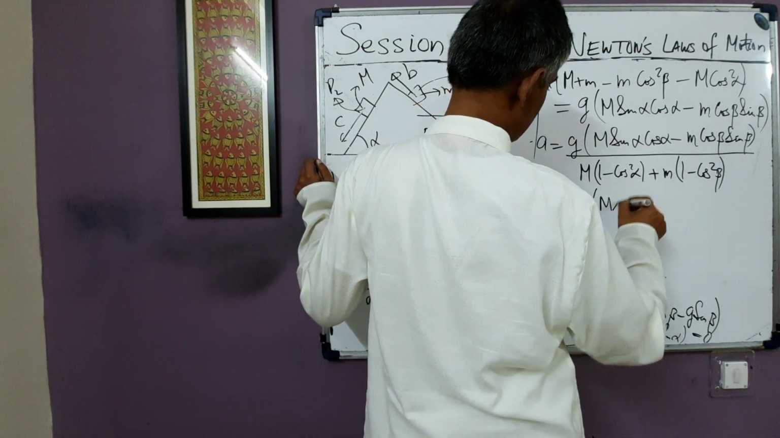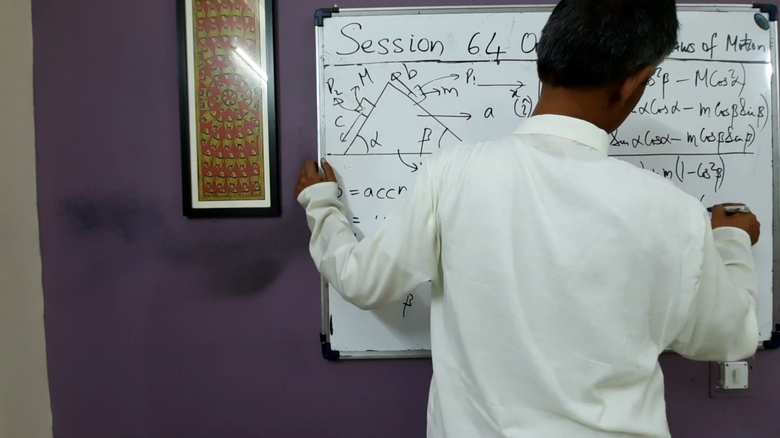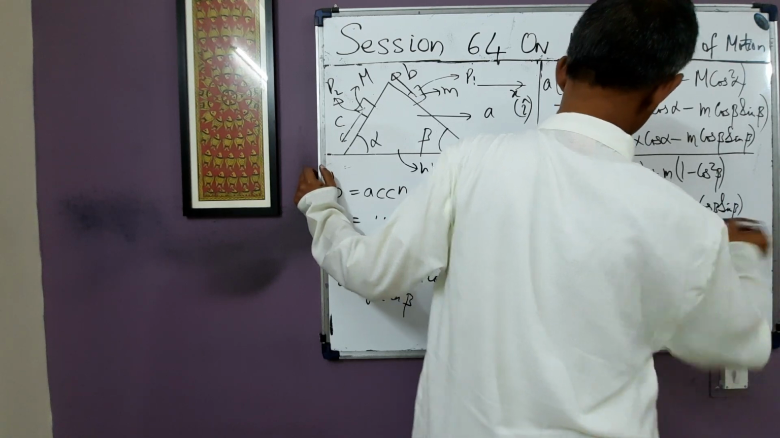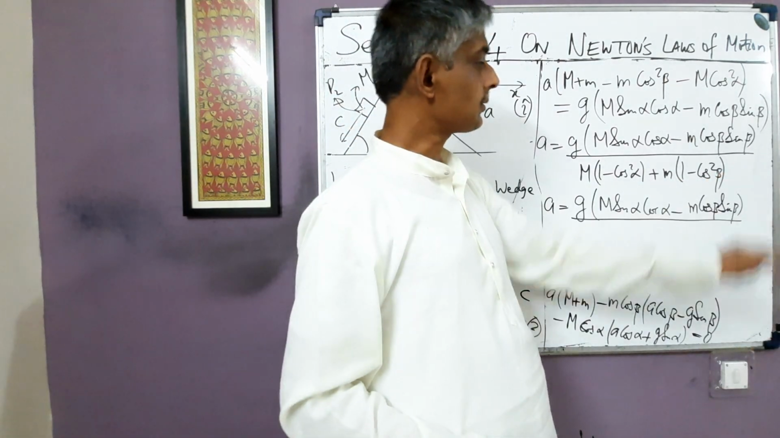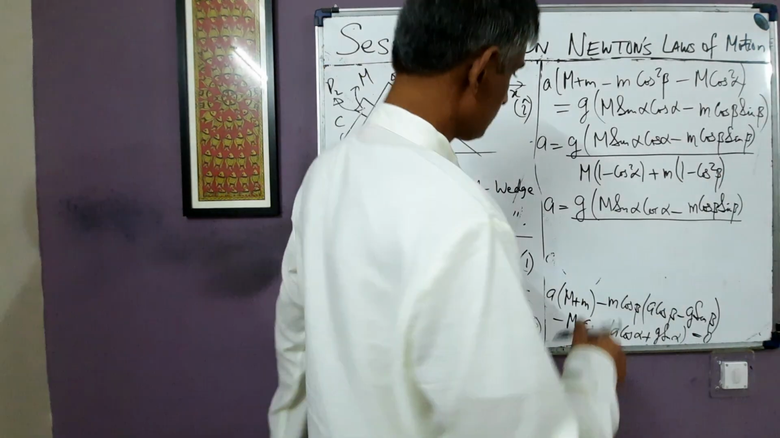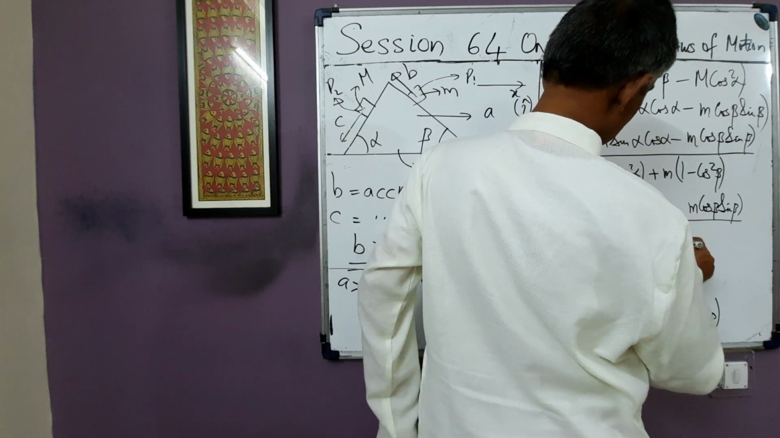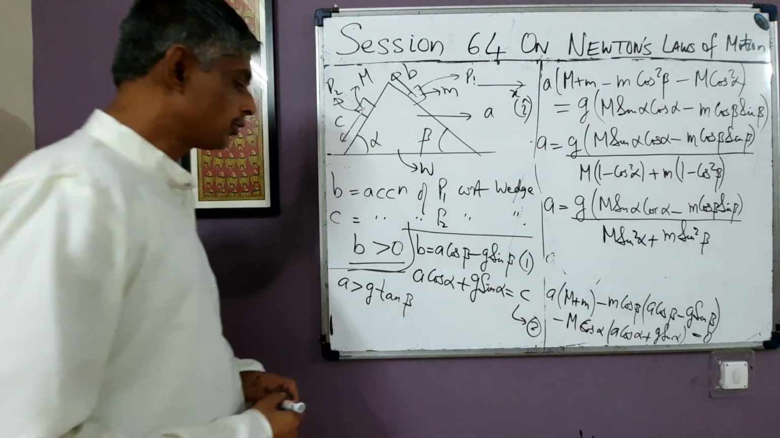g becomes m sin alpha cos alpha minus m cos beta sin beta. This becomes 1 minus cos square alpha becomes sin square alpha, and 1 minus cos square beta becomes sin square beta from trigonometry. So it becomes M sin square alpha plus m sin square beta is the required value of a.